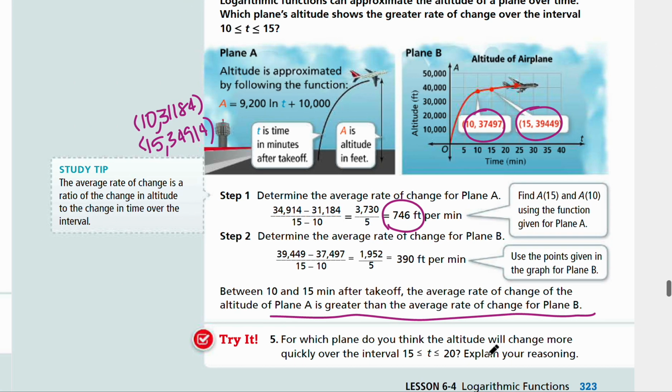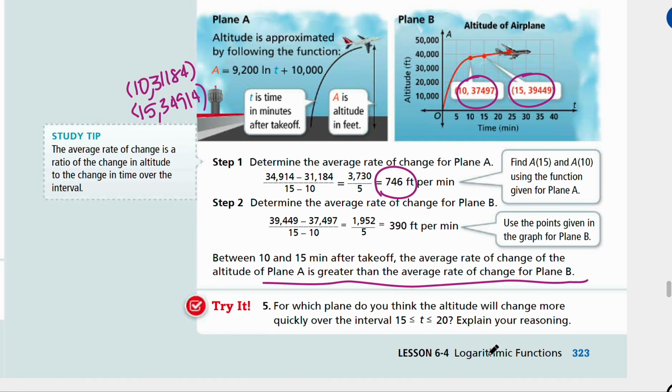So let's look at try number 5. For which plane do you think the altitude will change more quickly over the interval t greater than or equal to 15 through 20? Explain your reasoning. So we already talked about the average rate of change. So use this. See if you can explain this by yourself. Pause the video, come back when you're ready for answers.